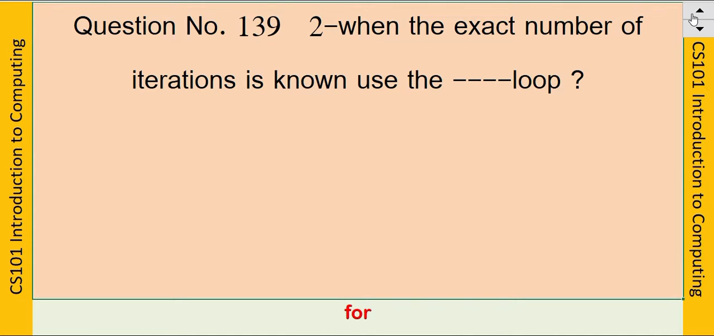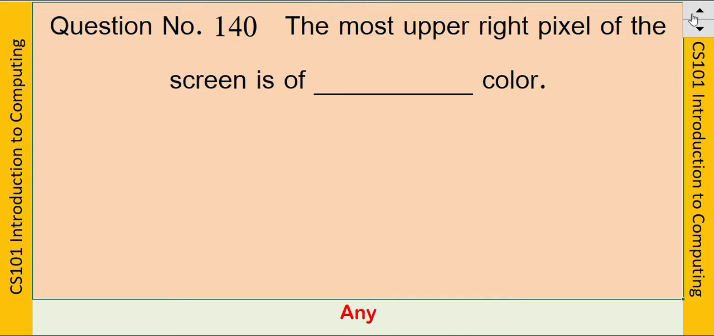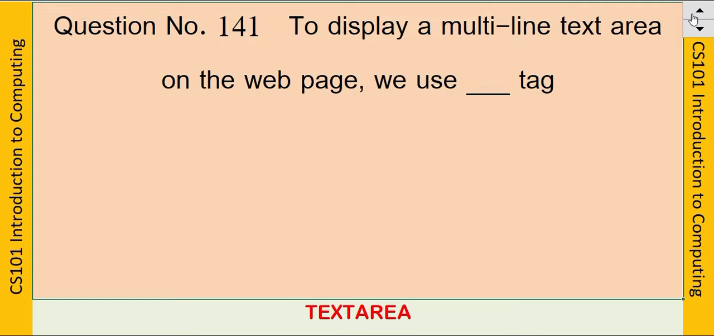When the exact number of iteration is known, use the for loop. The most upper right pixel of the screen is of any color. To display a multi-line text on the web page, we use text area tag.